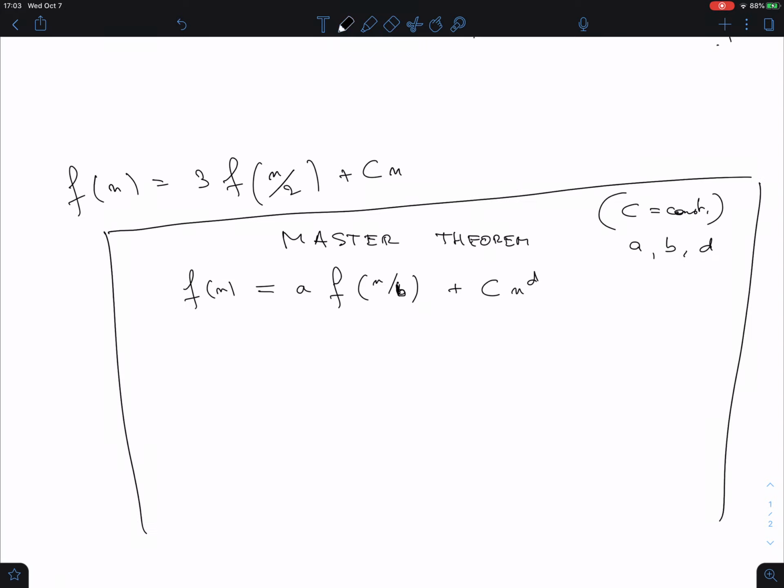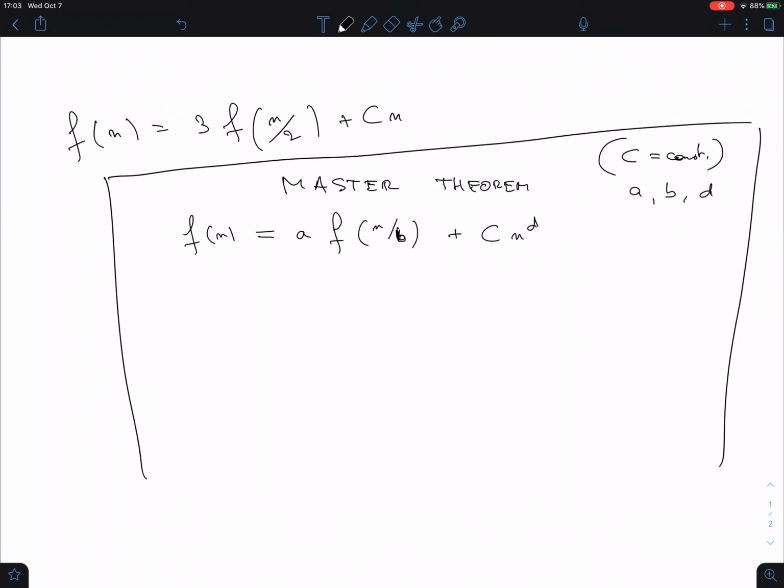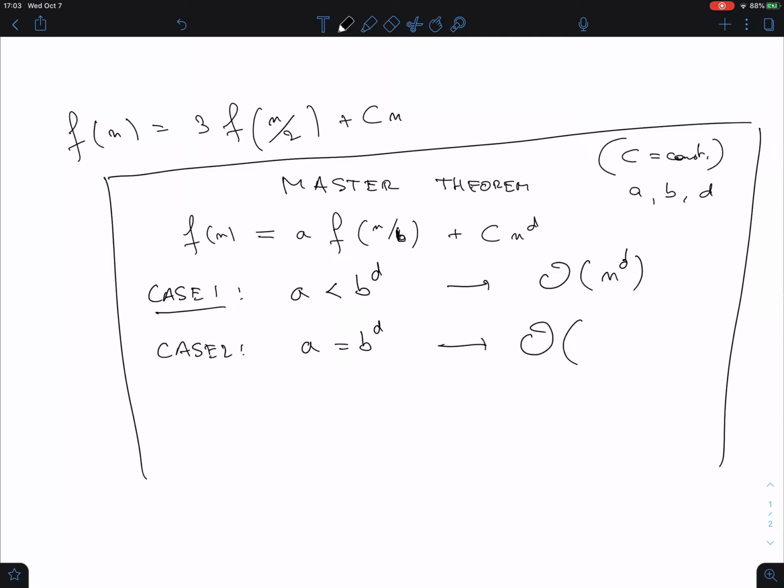What does the master theorem say? Well, there are 3 cases that we have to look at. Case 1: if a is less than b to the power d, weird, right, that this is a condition, then the complexity is O(n to the power d). Case 2: if a is equal to b to the d, then the complexity is n to the power d log n. We have to add an extra log here.